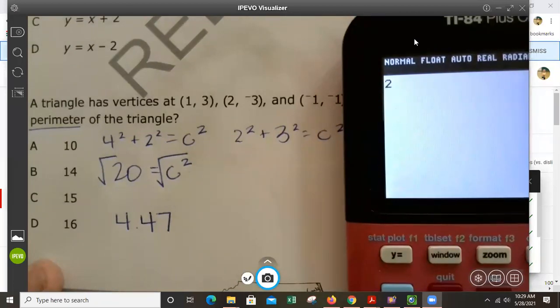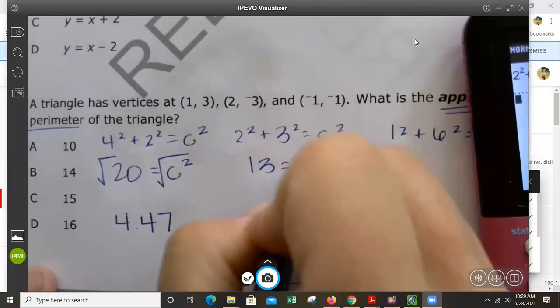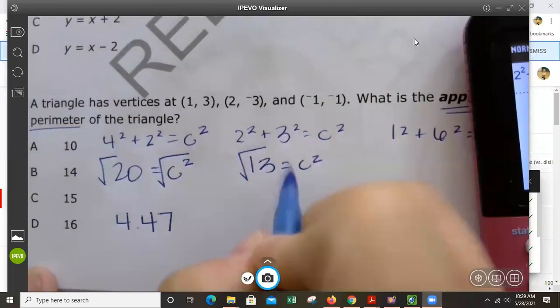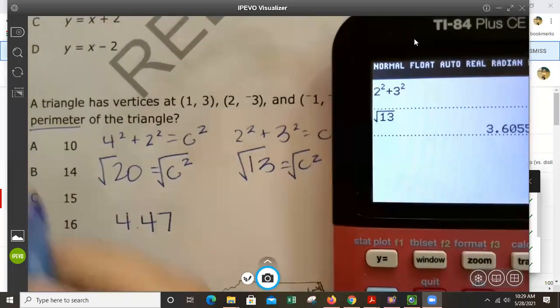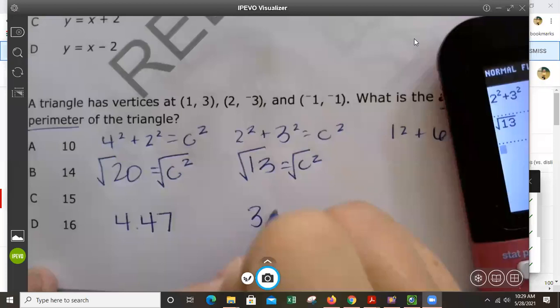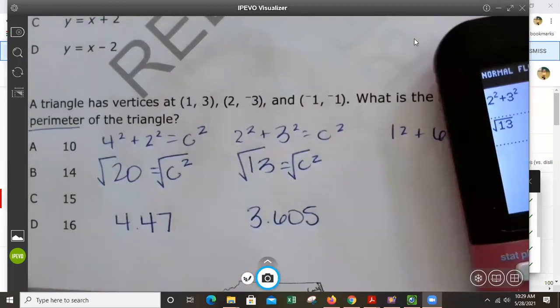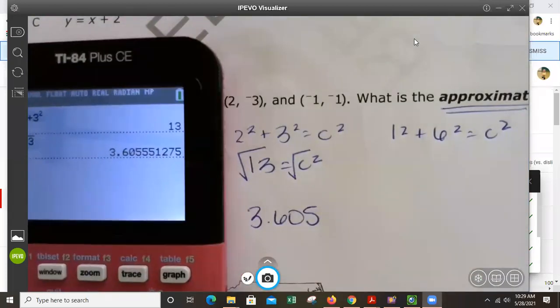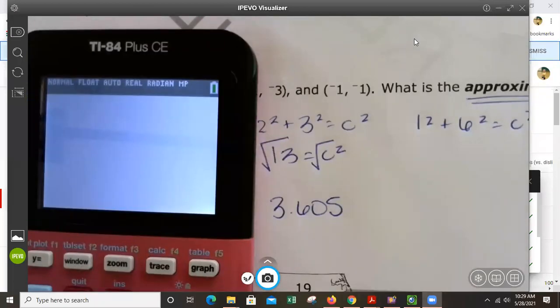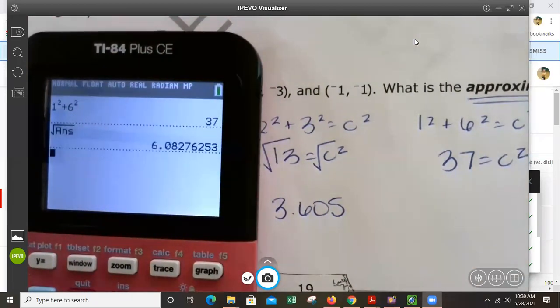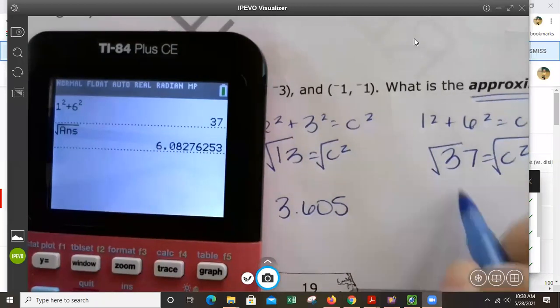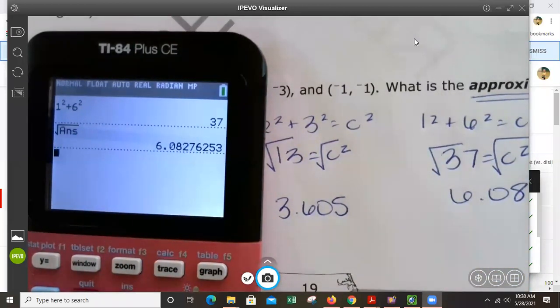2 squared plus 3 squared. You get 13 equals c squared. Do the square root. And we get 3.605. Do the same thing for the last one. 1 squared plus 6 squared is 37. Take the square root, and you get 6.08.